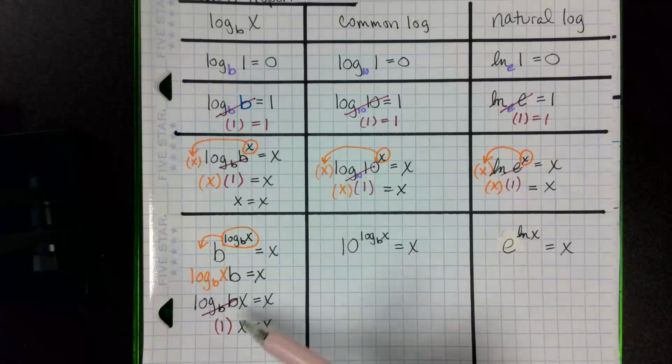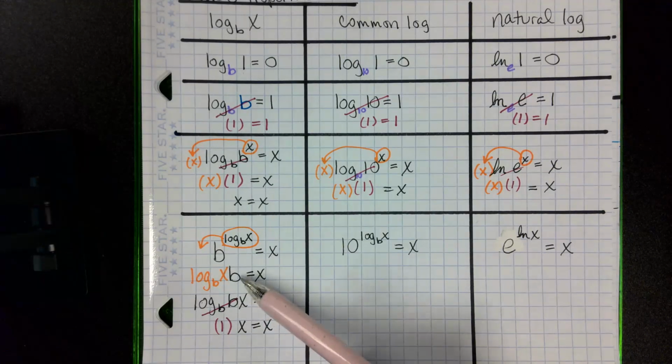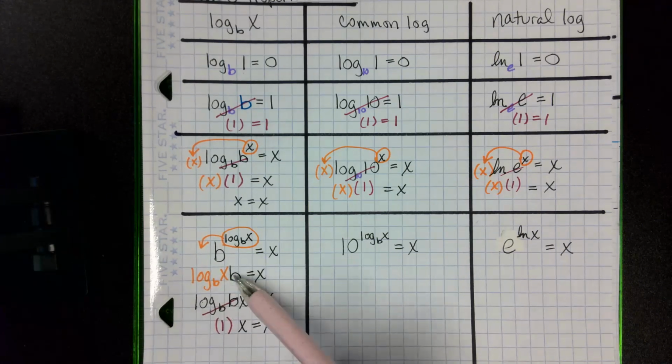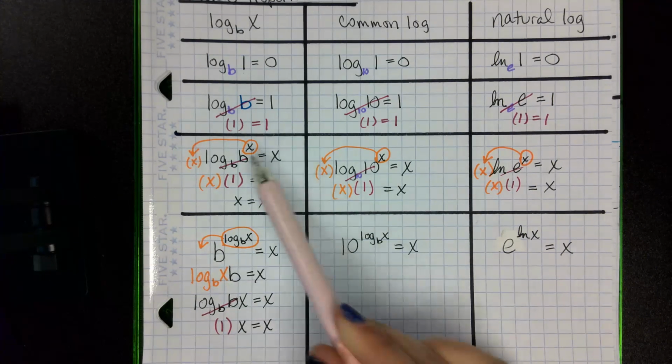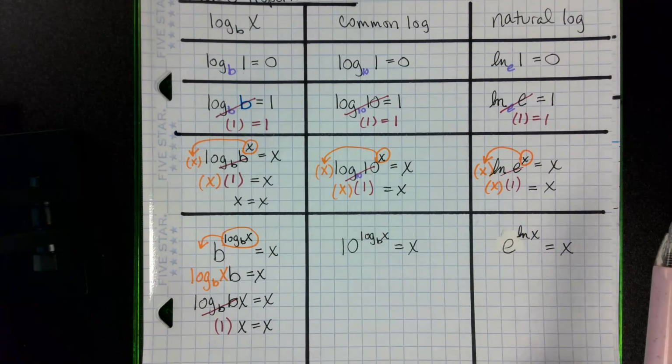Now this step right here is not a mandatory step. If you notice on this step that you had log base b and you had a b in the argument, you could cancel it right there and just leave the x. But I rearranged it so I could show you that it matches the same as it matched on the other ones.